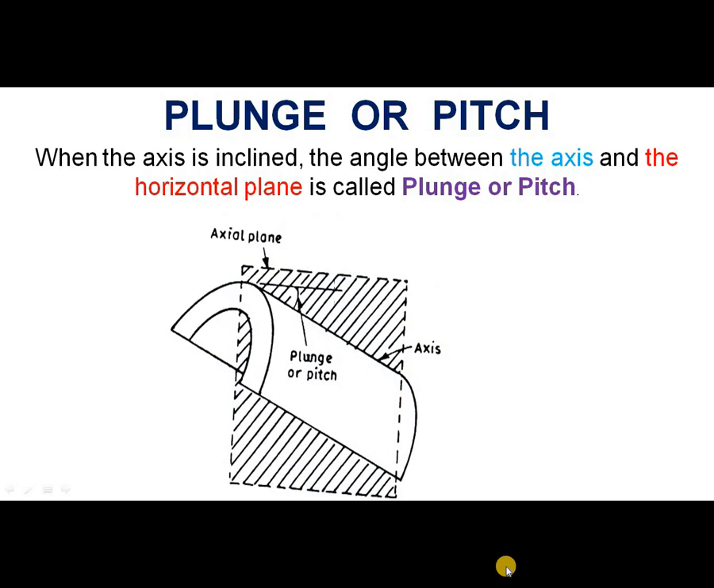Plunge or pitch. When the axis is inclined, an angle is formed between the axis and the horizontal plane. If we assume this is the horizontal plane and this is the axis, the angle formed between the horizontal plane and the axis is called plunge. Otherwise, it can be called pitch. Pitch or plunge is an angle.